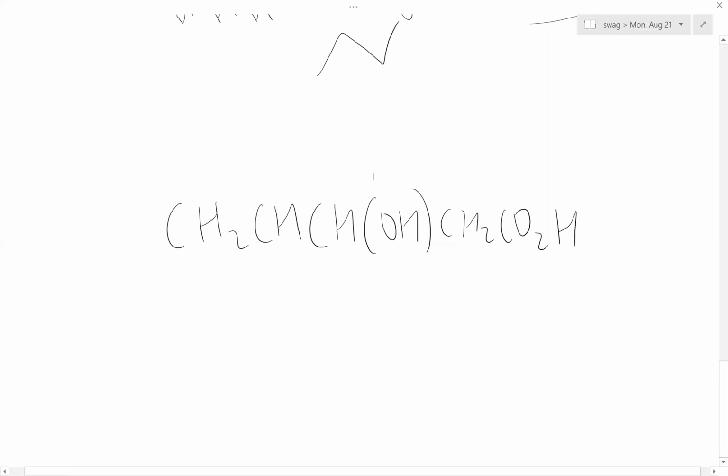So that's CH2. Let me draw it out because my handwriting is hard to read. I'll give you a hint. Depending on how many hydrogens are shown, that's sometimes a good idea of knowing if you're going to have single bonds or double bonds or what.